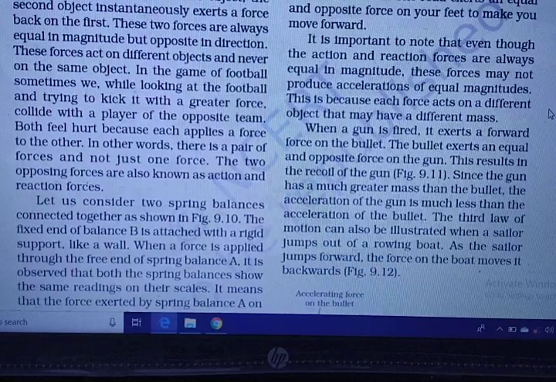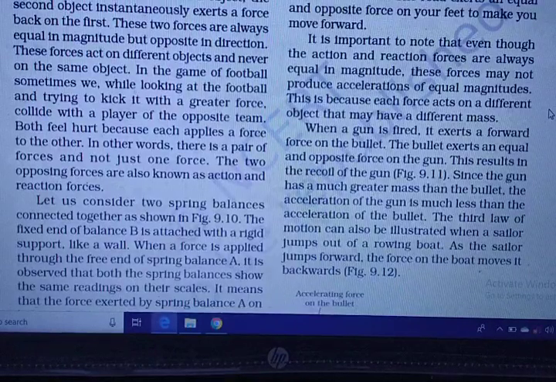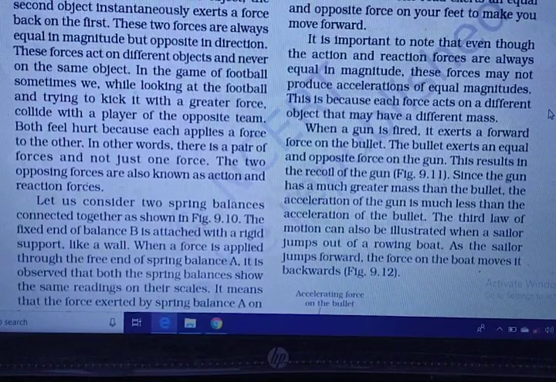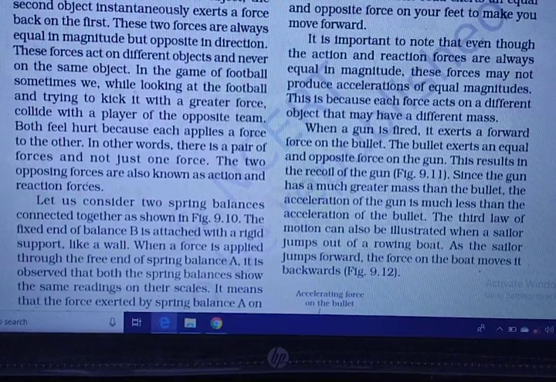When a gun is fired, it exerts a force on the bullet. So the bullet exerts an equal and opposite force on the gun. This results in the recoil of the gun. Since the gun has a much greater mass than the bullet, the acceleration of the gun is much less than the acceleration of the bullet. The third law of motion can also be illustrated when a sailor jumps out of a rowing boat.